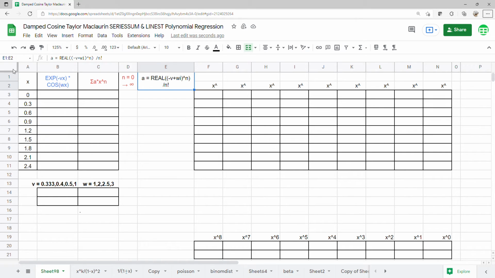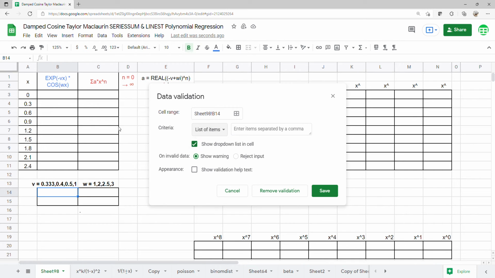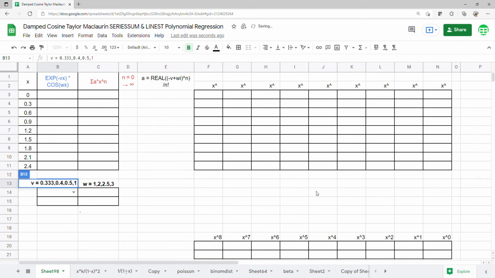In this video, we will generate the damp vibration or the damp cosine and its Taylor series expansion. So we begin with the values of V, which is 0.3 to 0.5. So data validation, list of items from 0.333 to 1. So we can start with 1.